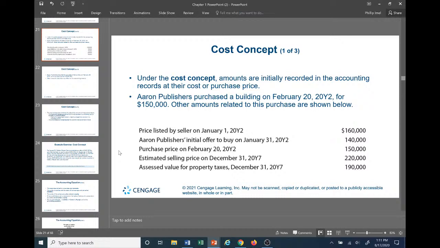Assessed value for property taxes on December 31st, 2007 would be $190,000. So out of all this data, the only relevant piece of information that we're concerned about as regards the cost concept, for when we initially record in the accounting records or in the general ledger, is the purchase price on February 20th, 2002 of $150,000. All of the other data is irrelevant here; recognizing this in the statements pertains only to the amount paid on February 20th, 2002.